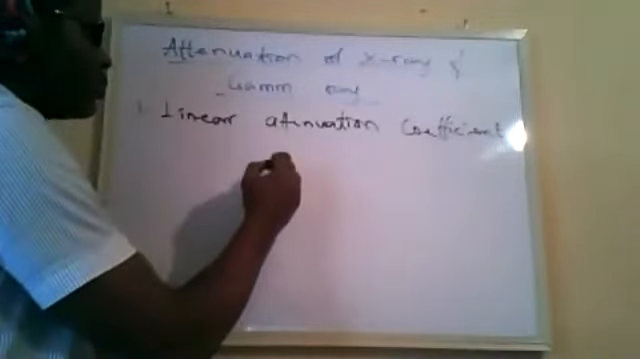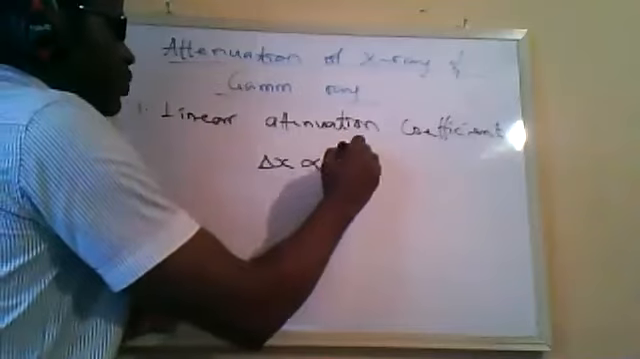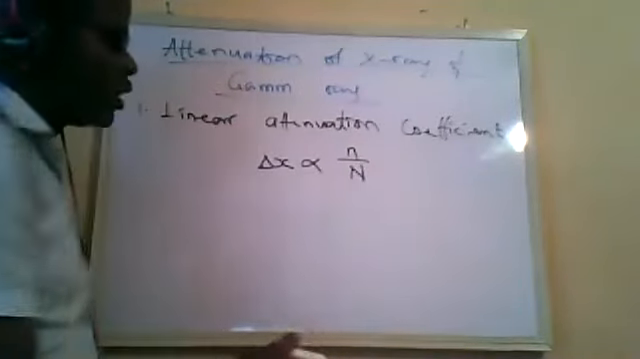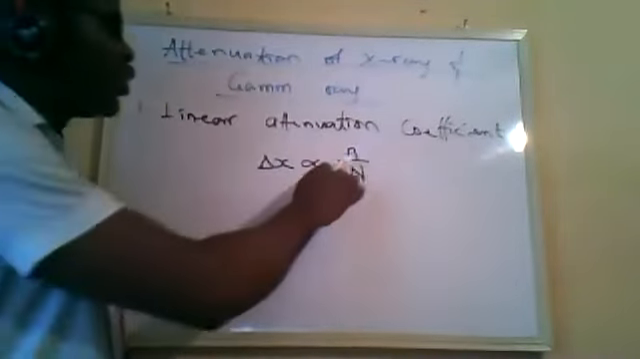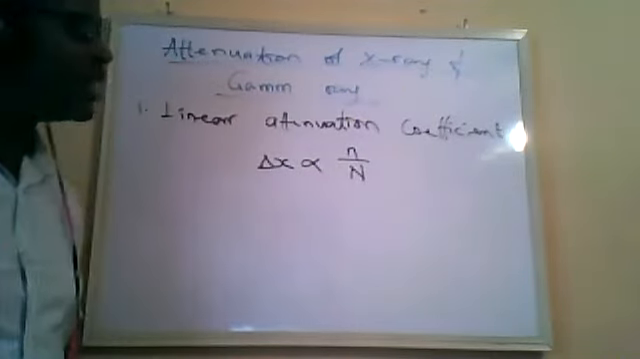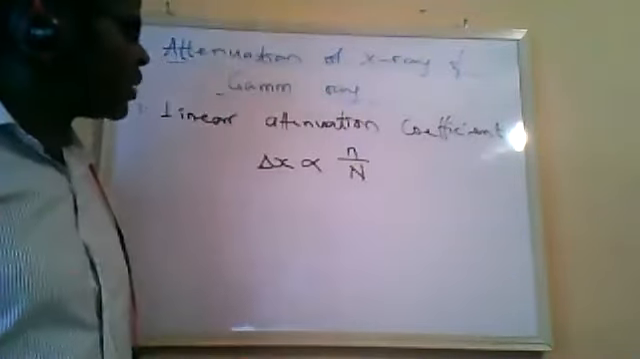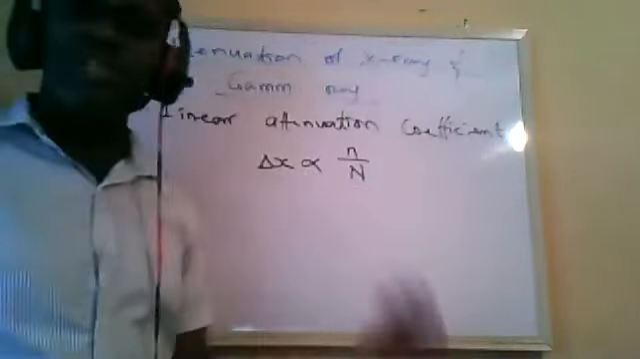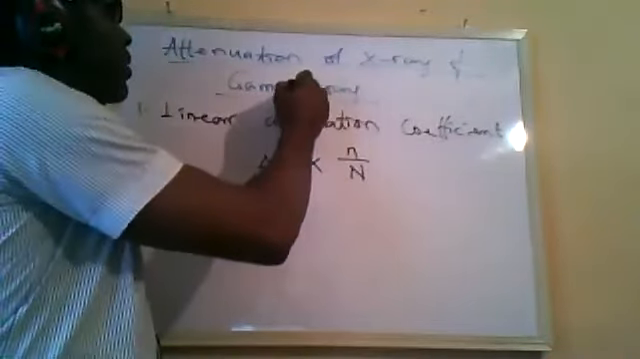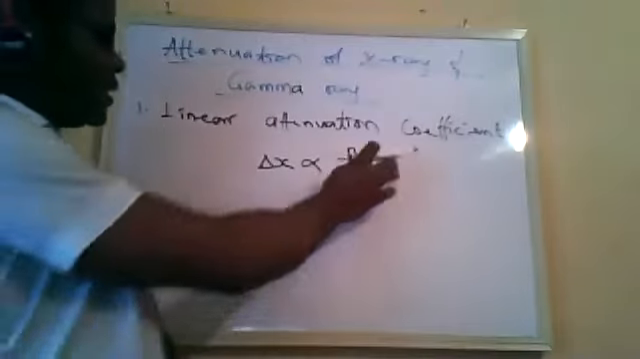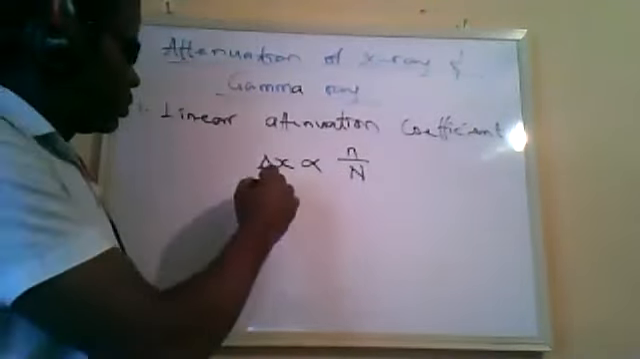You can associate the thickness delta X as directly proportional to the amount of photon removed. That is, the thickness of an absorber is directly proportional to the number of photons removed. That is, a smaller thickness of material will remove a smaller amount, but a bigger thickness of material will remove a bigger amount of a particular radiation. This time around, we're talking about X-ray and gamma ray. So with that, we can actually introduce a constant of proportionality.